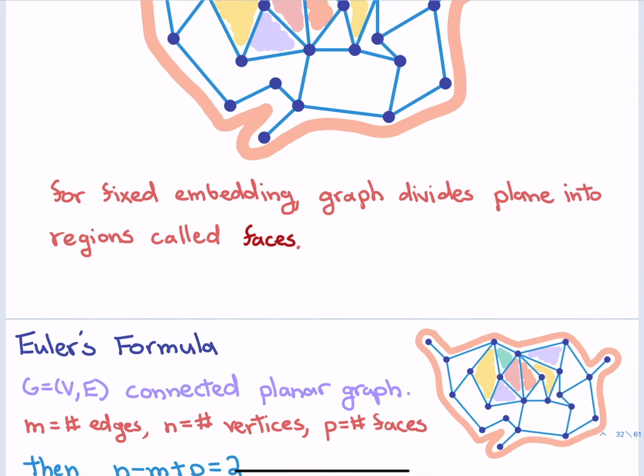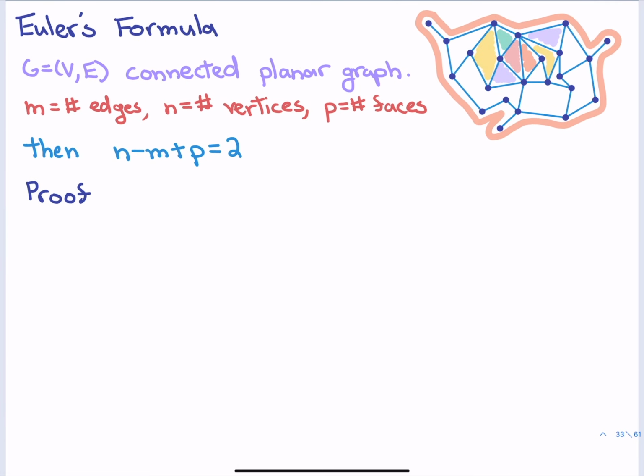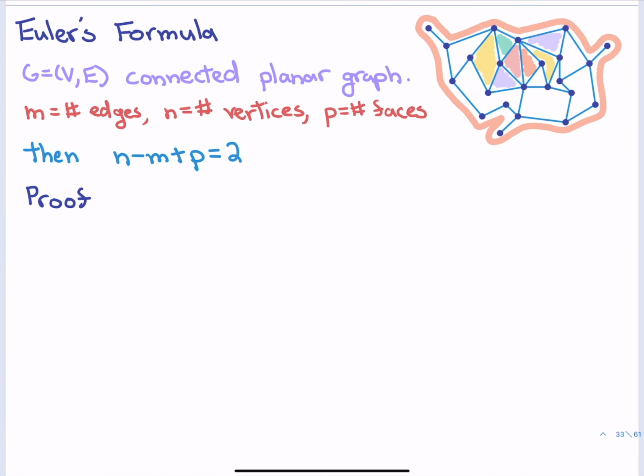All right, so here's something really spectacular. It's kind of unbelievable. It's called Euler's formula. All right, so let m be the number of edges in the graph, n be the number of vertices, and p is the number of faces. Okay, so I guess in this example, I'm not sure how many. I can't count that high.